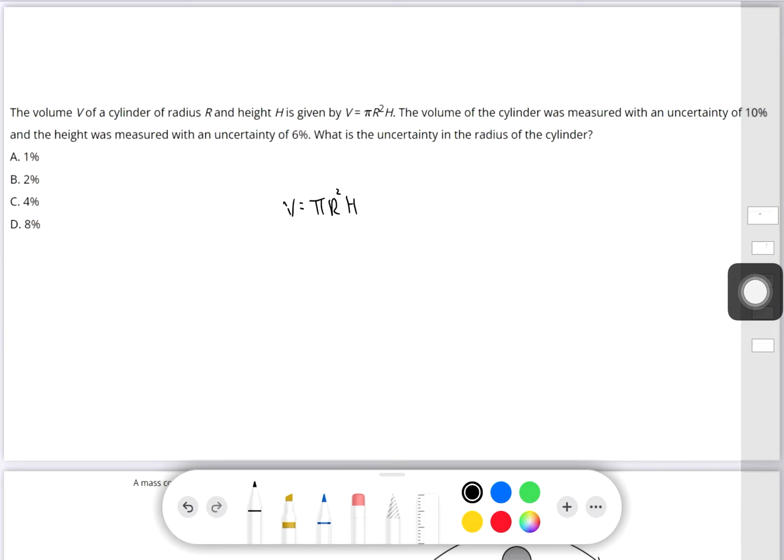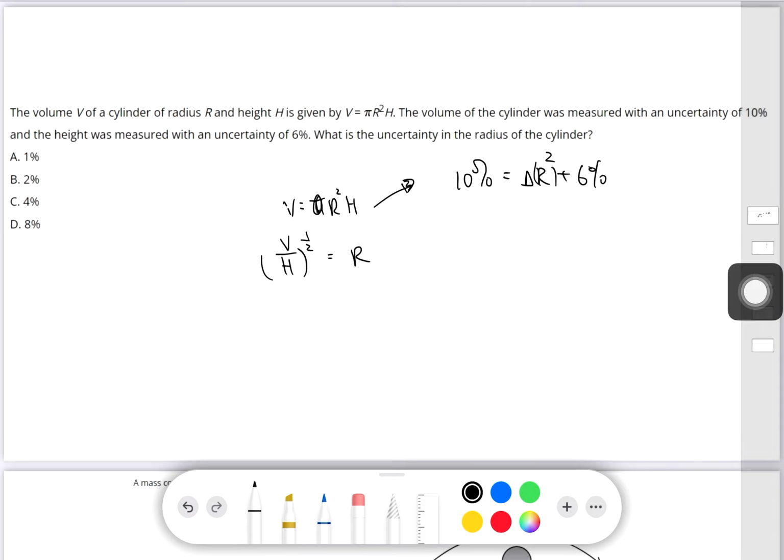Our first thing to do is to ignore the pi because that's a constant. And we have square root of V over h equals r. It is important that we rearrange equations before adding the uncertainties, because if you don't do this, one of the wrong methods would be that we have 10% here equals r squared plus 6% delta. No, it's not like delta r squared.